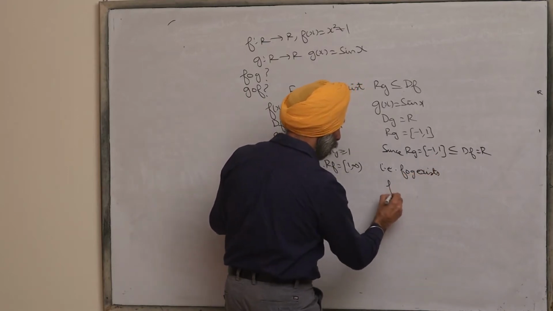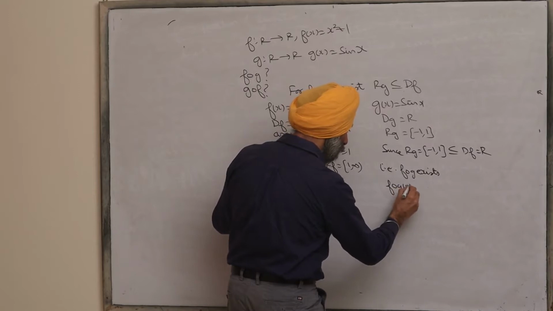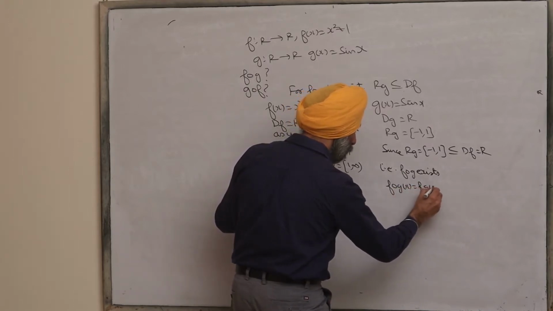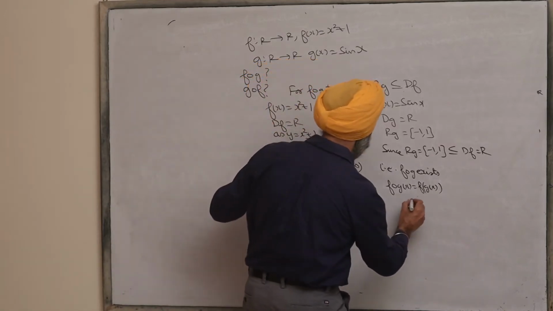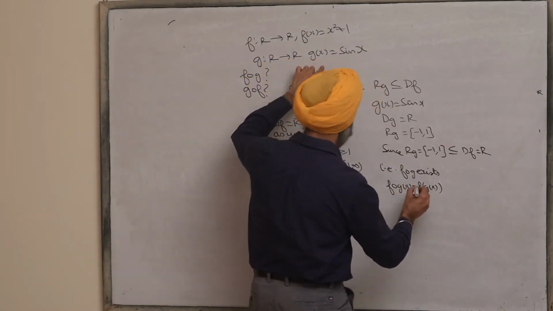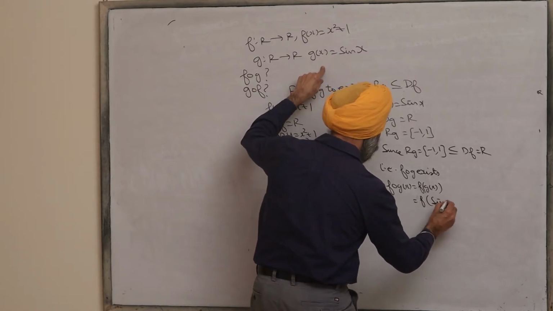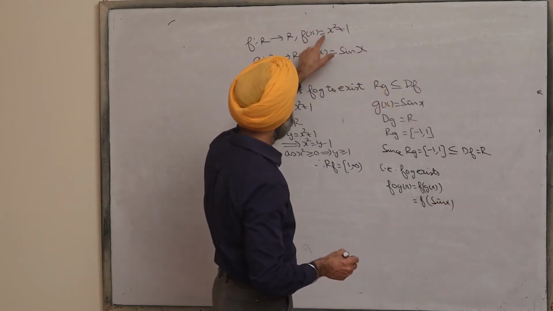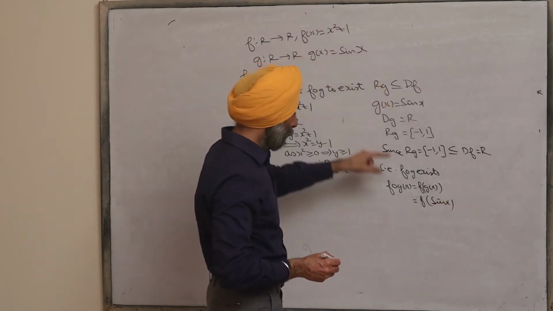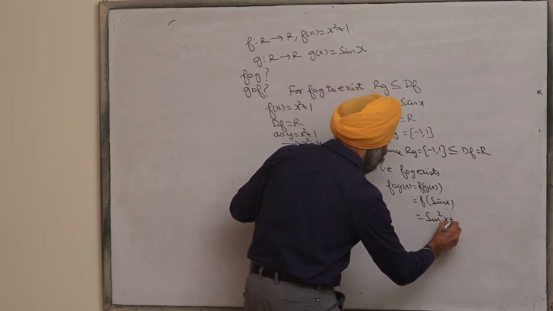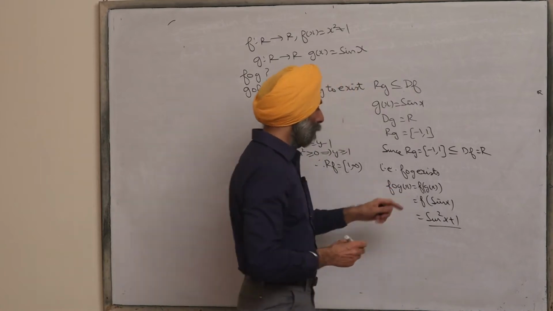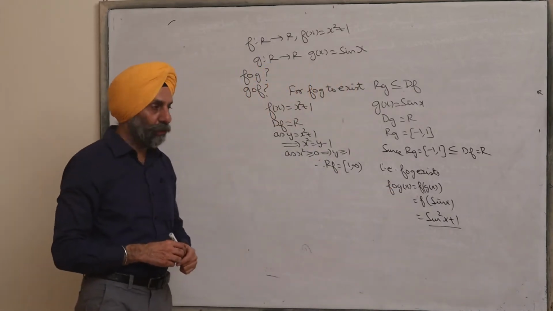Now how to find f of g? f of g(x) is equal to f of sin x, because f(x) is x square plus 1. f of sin x will be equal to sin square x plus 1. So this is what f of g(x) is.